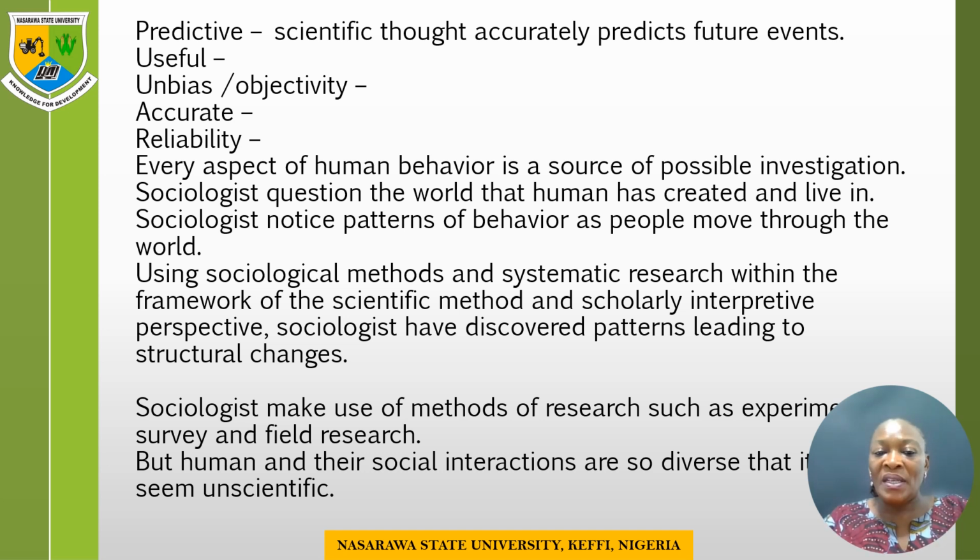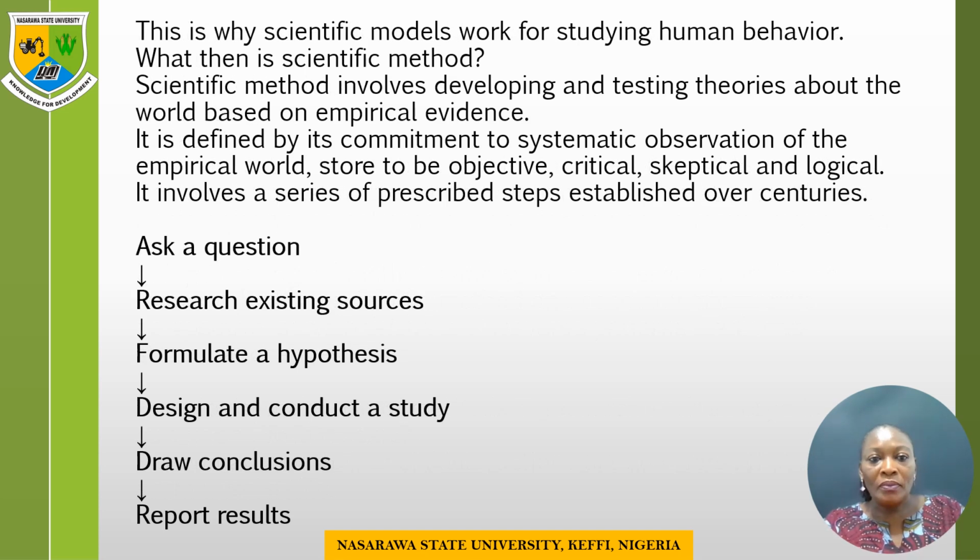Sociologists have discovered patterns leading to natural changes. Sociology makes use of research methods such as experiment, survey method, and field research, but humans and their social interaction are so diverse that it seems unscientific sometimes. That is why scientific models for studying human behavior differ, like I said, based on the aspect you are studying, the hypothesis, and also the theoretical aspect of it.